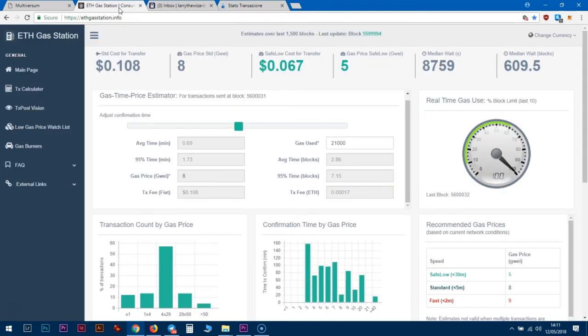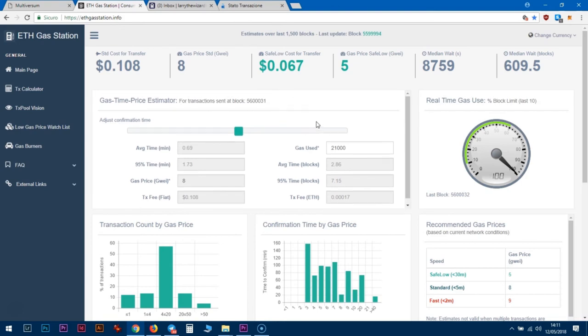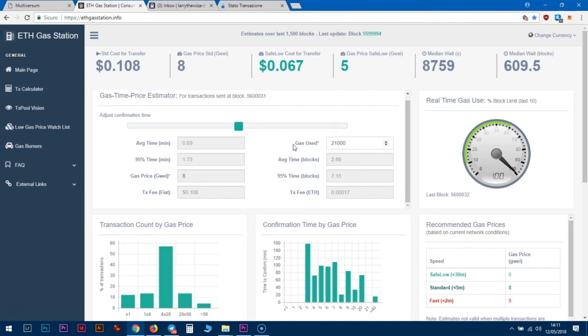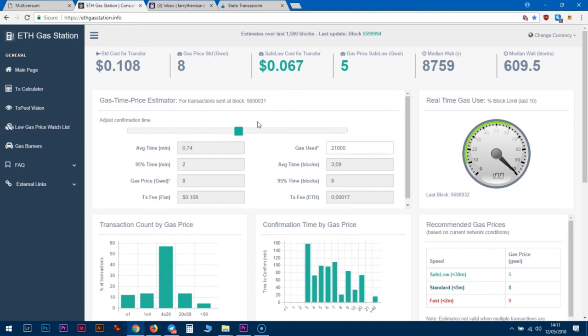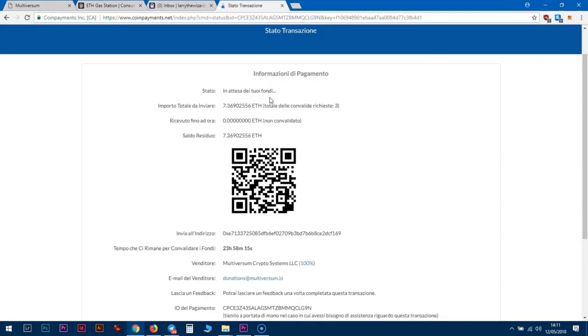So you can put a higher gas price if you want to increase the speed, and don't use a very low amount, because if you use an amount which is too low, your transaction will just be buried under higher priority transactions. Okay, so now I will wait for the payment to be received by Coin Payments.